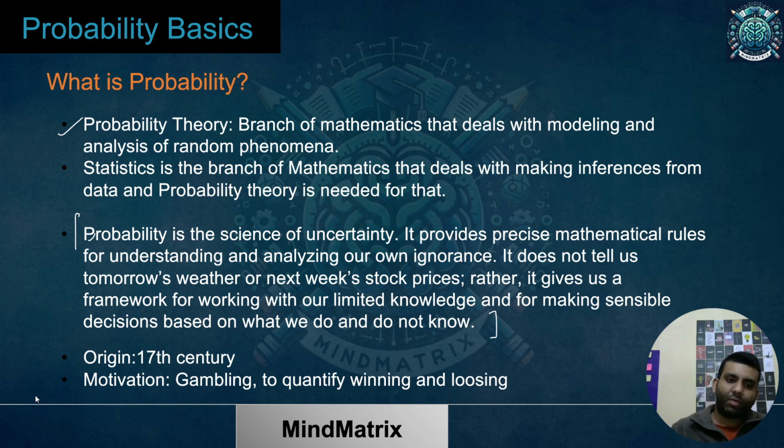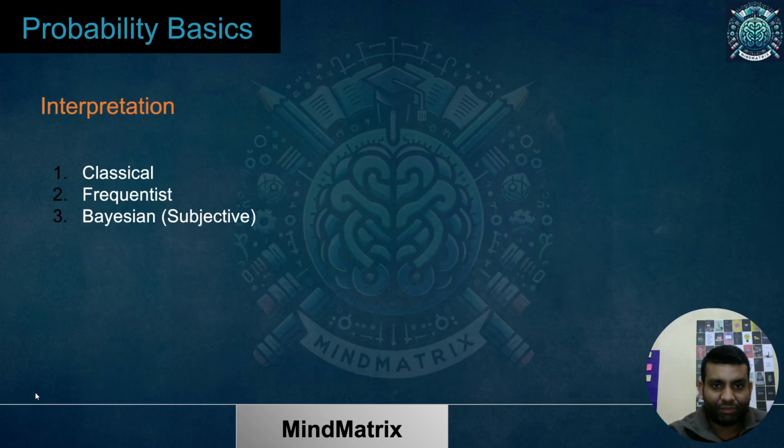Probability theory was first discussed and formulated in the 17th century, firstly for gambling, to quantify winning and losing. Let's talk about the interpretations. There are three general interpretations, and these are the terms most used when we talk about machine learning.